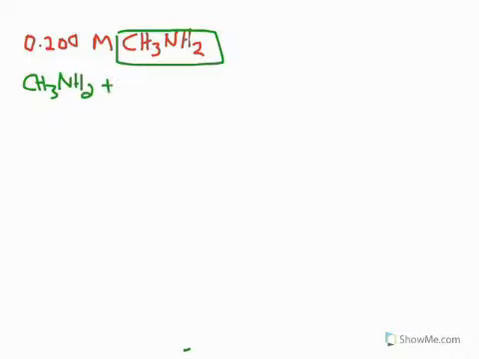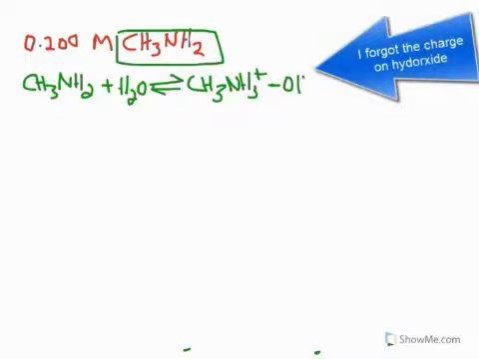So this is a weak base, so the reaction it undergoes is CH3NH2 plus water. And I hope everybody knows this is a double arrow, so it's a weak base. It gives us CH3NH3 plus and OH minus. There's a bunch of aqueous labels that I'm not putting in. And again, we do our ICE table: initial, change, equilibrium.